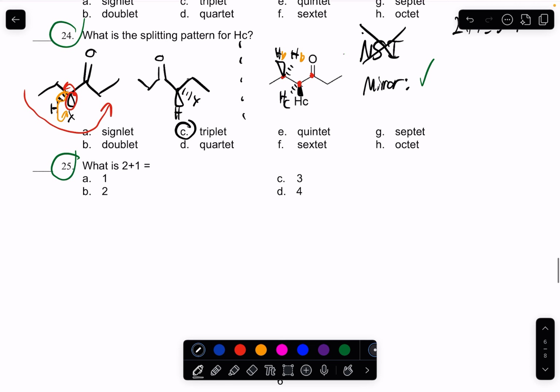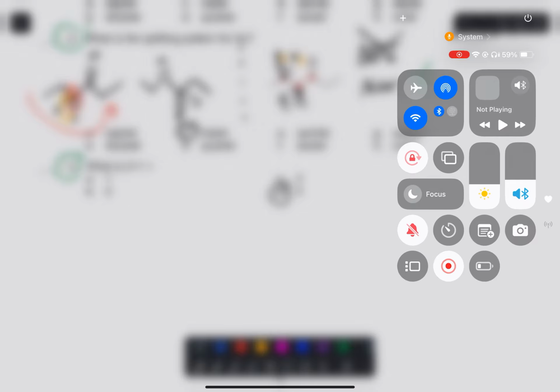Okay, and time for the hardest question of Orgo 2. If you do not know the answer to this question, I don't know if college is the best route for you. And with that being said, guys, it's obviously 4. Goodbye.